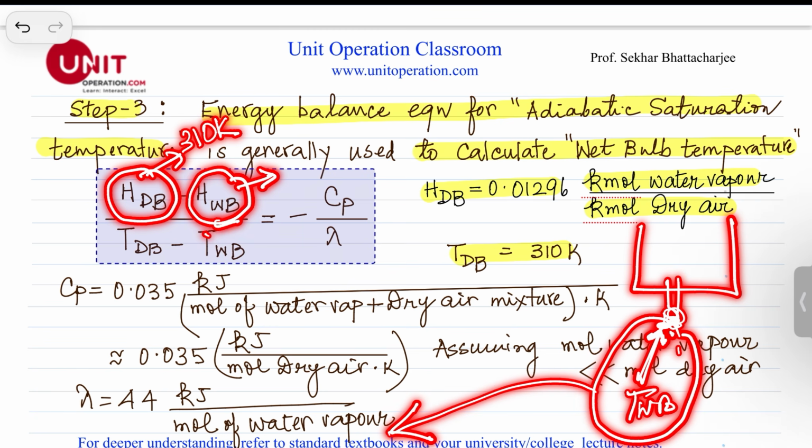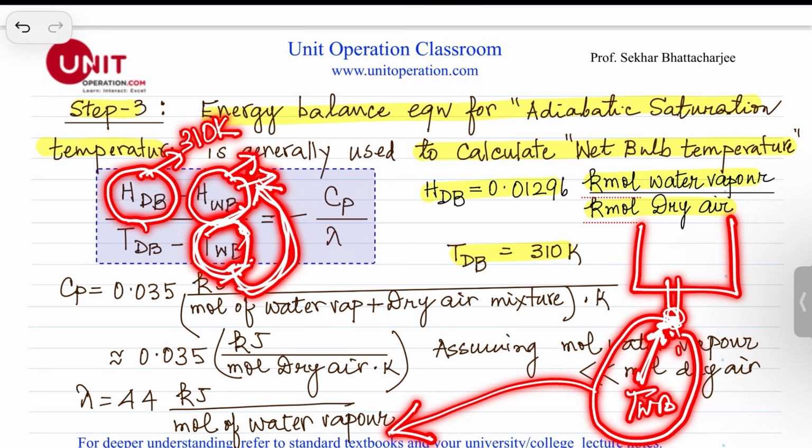Okay, so if we have to find out the wet bulb temperature, we assume a wet bulb temperature. Then we find out the partial pressure of water vapor by assuming it to be saturated. So at the wet bulb temperature, we find out the saturation vapor pressure of water, and from there we should be able to calculate the humidity at the wet bulb temperature.